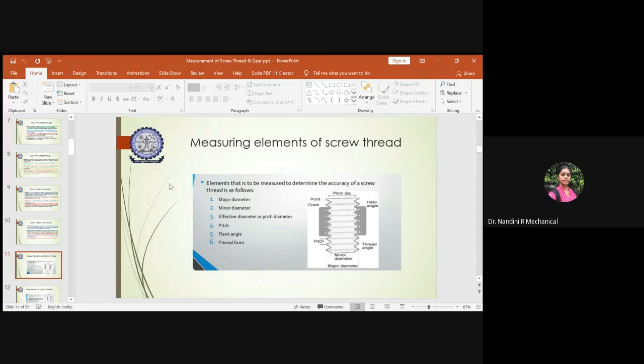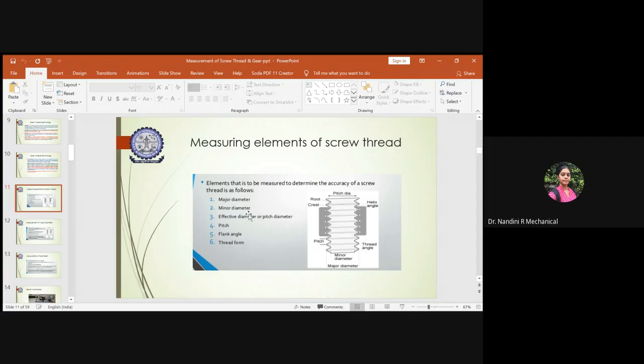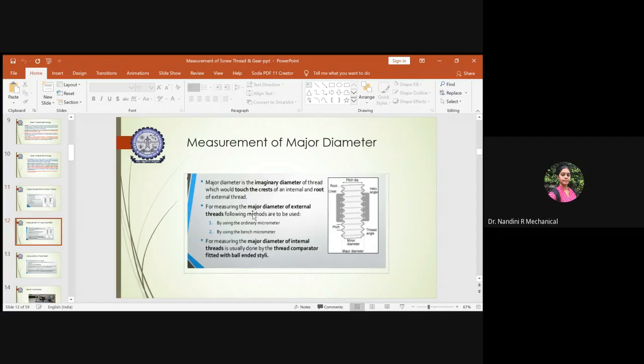And then we dealt with various measuring elements of screw thread. Out of the terminologies, these are the key elements that we will be measuring: major diameter, minor diameter, effective diameter, pitch, flank angle, and the thread form. We have measuring instruments to measure all these elements. We used different measuring instruments, one being the ordinary micrometer, another the bench micrometer. So how we will measure the elements of a given screw thread.